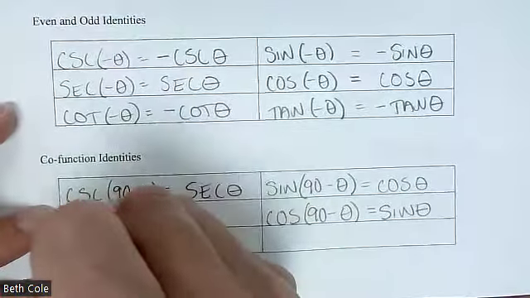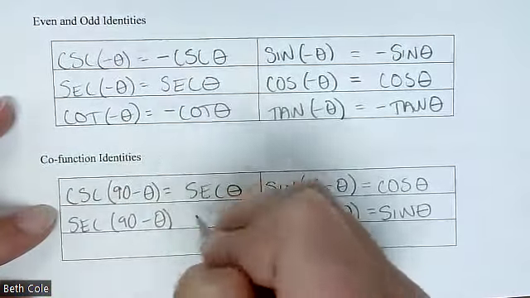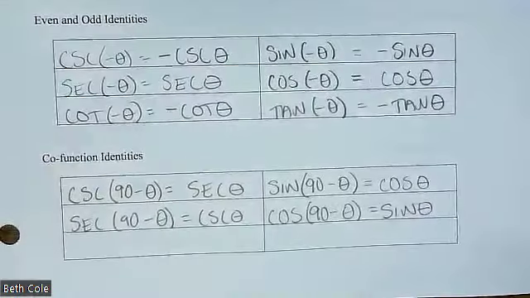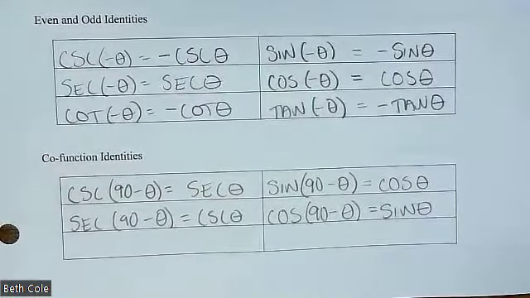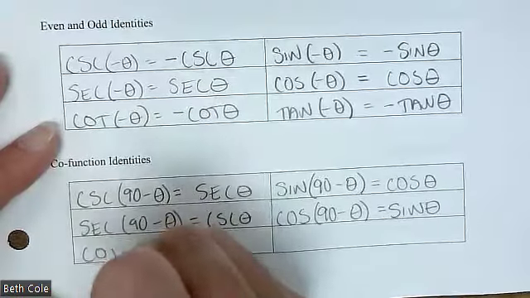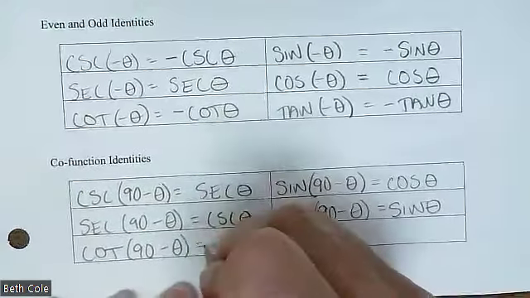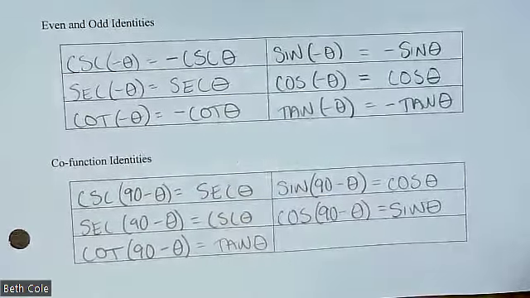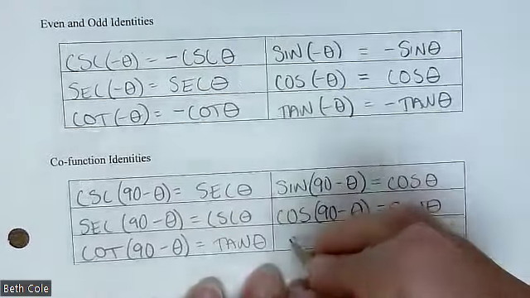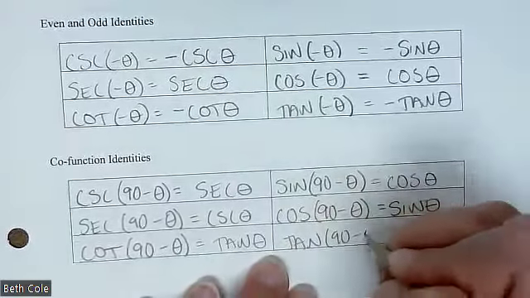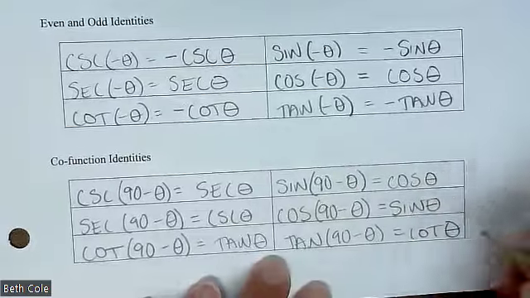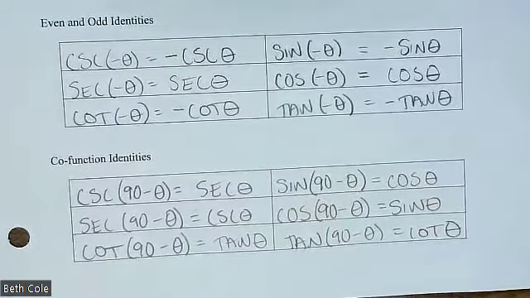And then if you do secant of 90 minus theta, you're going to get cosecant. Secant and cosecant, you just add or remove the co. And so if you have cotangent of 90 minus theta, that's going to give you tangent. And if you have tangent of 90 minus theta, that's going to give you cotangent. Tangent and cotangent are both co-functions and reciprocals, which is nice. The other ones get a little bit jumbled up.